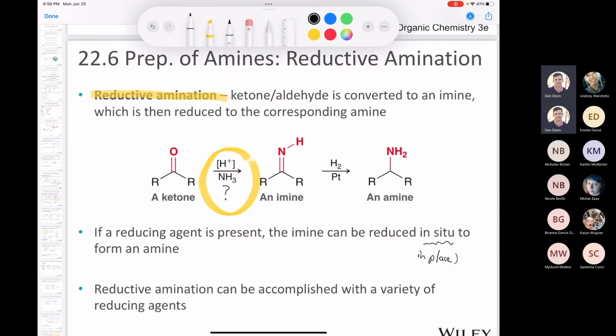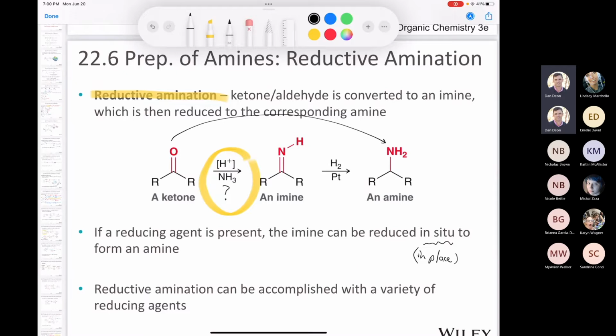You see what I mean? We'd be able to do all of this, go from here to here in one step. So in situ, again, means in place or in the same flask. So there is a bunch of reagents that can be used to do reductive amination. Let me just get that out there. There's a whole host of them. You don't need to know everything out there.